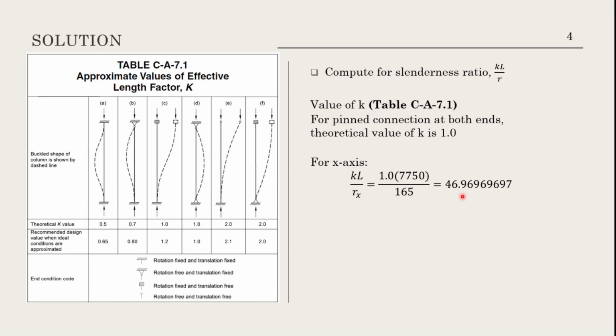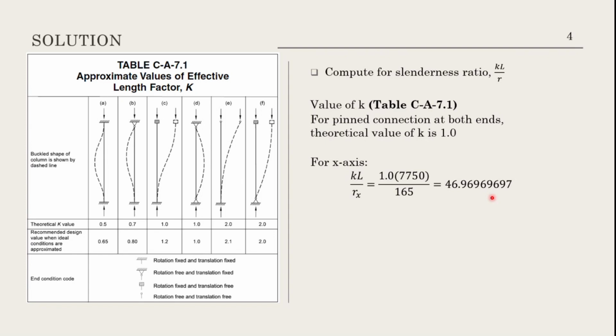Therefore, we have 46.96969697. So, of course, we always use all the decimal values because usually in the problem statement or instructions, we are not allowed to perform intermediate rounding of the value. So, we always use the complete value.